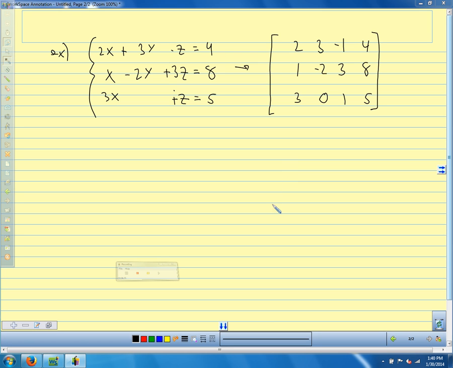So there's our system of equations translated into a matrix. Now if I were just to write the matrix of the coefficients on my variables, the 2, 3, 1, 1, negative 2, 3, 3, 0, 1, if I just wrote that as a matrix, that would be the coefficient matrix. So if I just wrote this piece as a matrix, that would be the coefficient matrix.